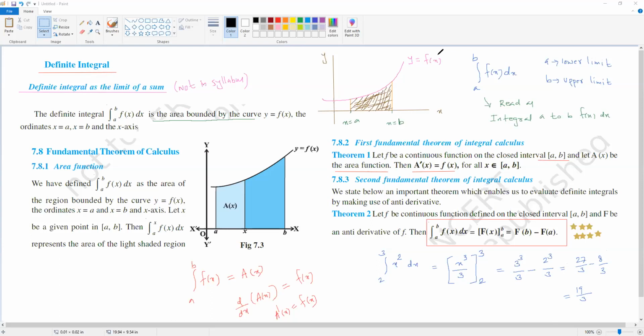So that's a very simple thing. Just find the integral, then substitute the values: upper limit minus lower limit. This is known as the second fundamental theorem of integral calculus. That is the most important formula that we are going to use. First, just find the integral, then upper limit minus lower limit. That's all.